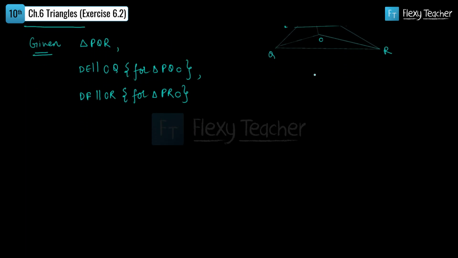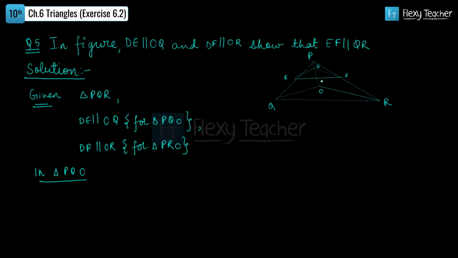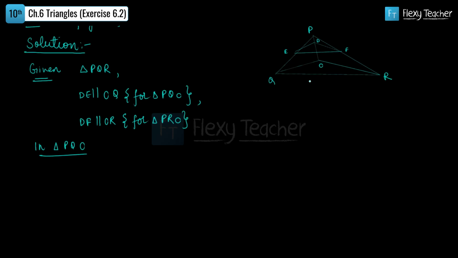Okay, now in triangle PQO, जो कि first triangle है, where DE is parallel to OQ, we can say that PD upon DO is equal to PE upon EQ. Why? Because these two sides are parallel. PD upon DO is equal to PE upon EQ. Why? Because DE is parallel to OQ.